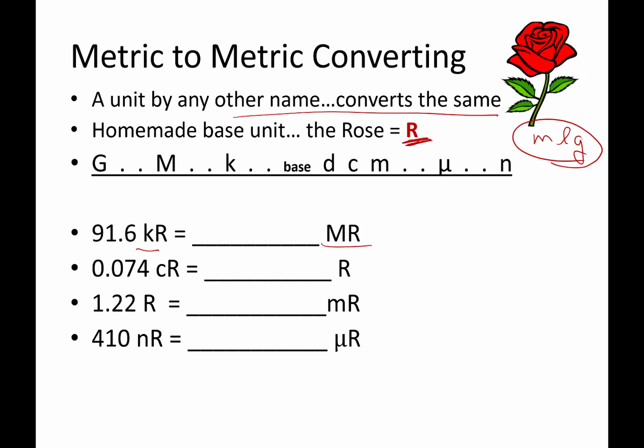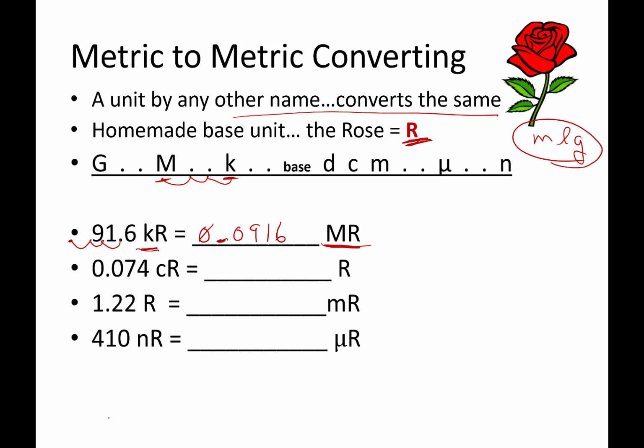So let's practice. If I'm on kilo and I want to go to mega, here's kilo, here's mega, I'm going to have to go 1, 2, 3 to the right. So 1, 2, 3 to the right. So 0.0916, and I'm going to put a 0 there to be a neon light to my reader. Hey, decimal ahead. Okay, hit pause. Try the rest of them. They work exactly the same. Don't let the R throw you, and then we'll come back and do them together.